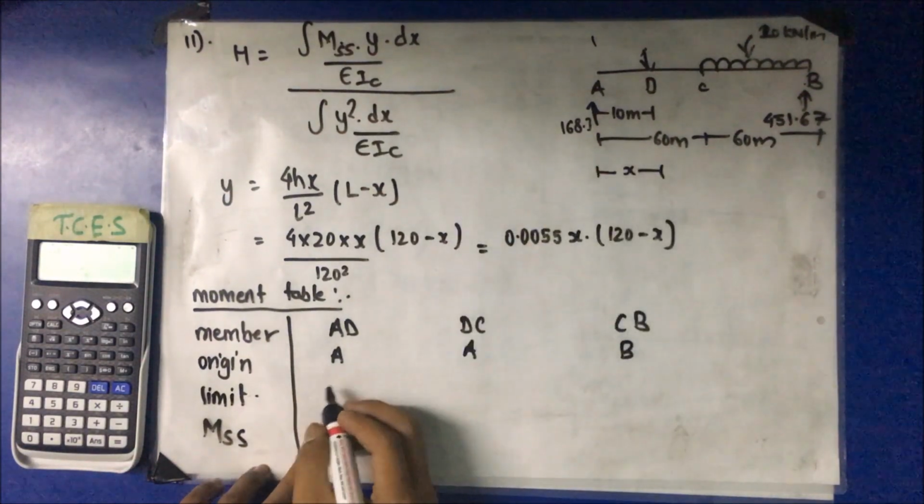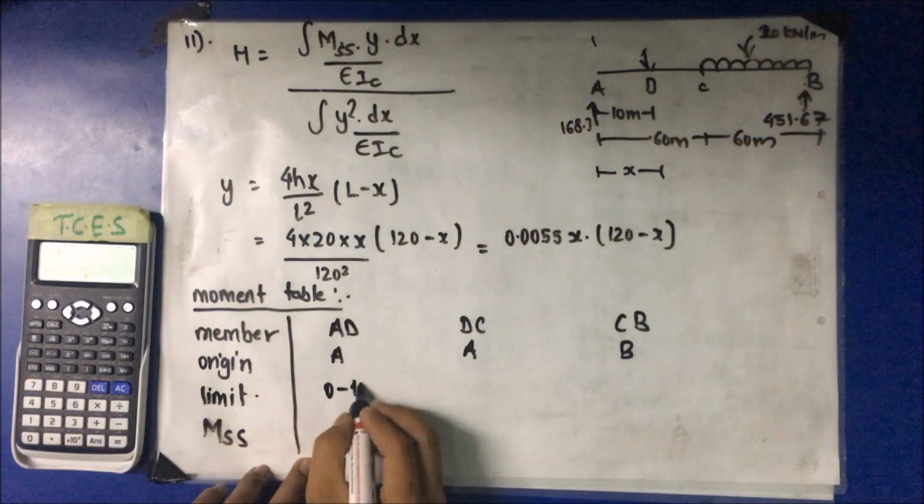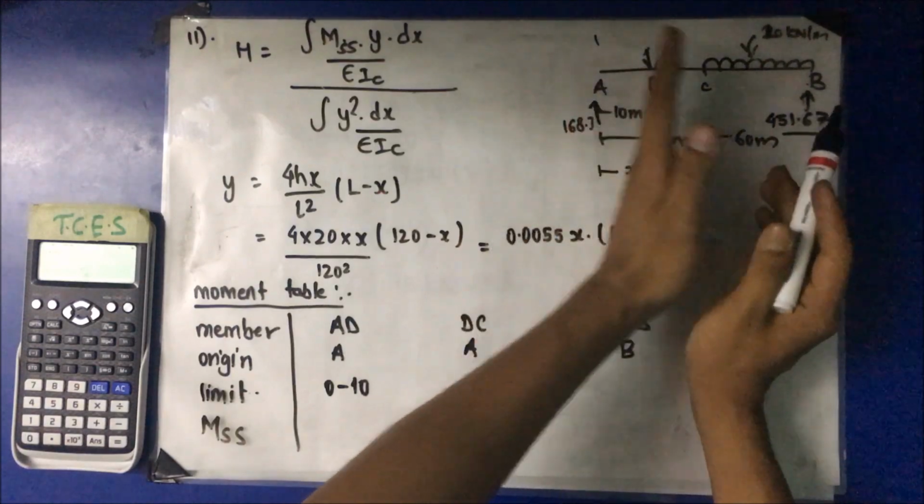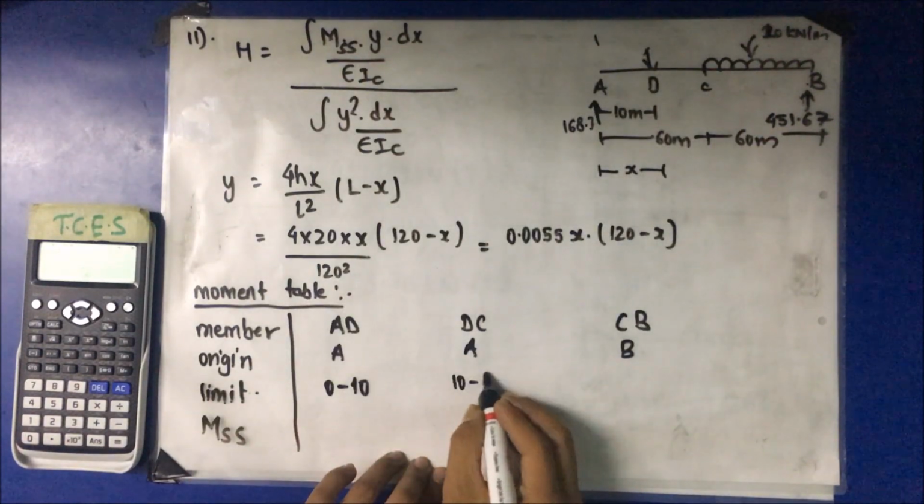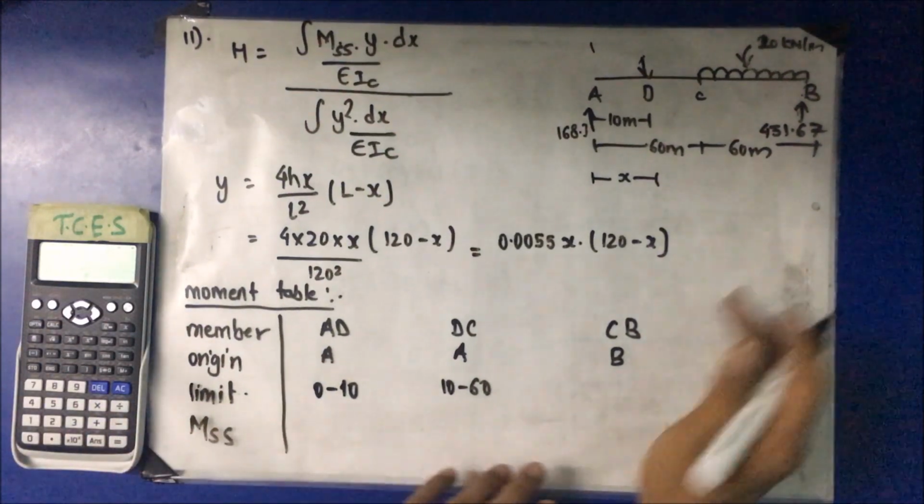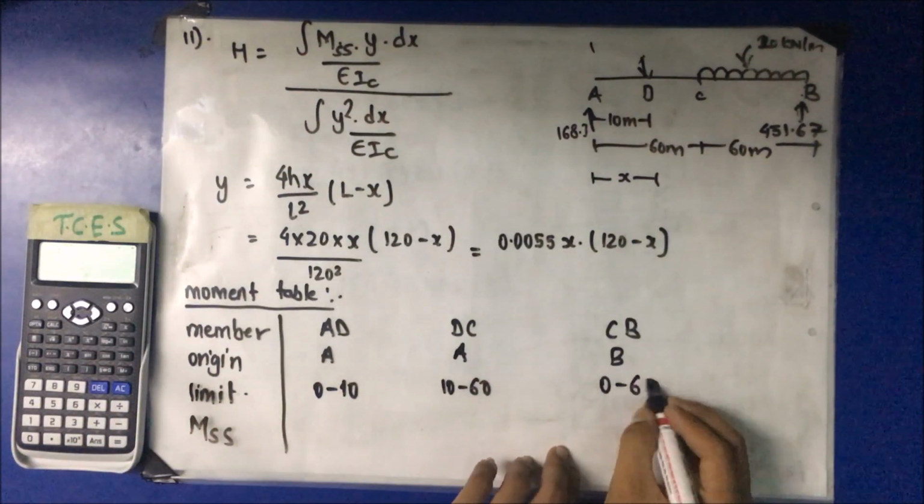Limit for AD is 0 to 10. Now for DC, we are considering only DC, so 10 to 60, because the previous 10 meters are already considered. And for BC it is again 0 to 60.